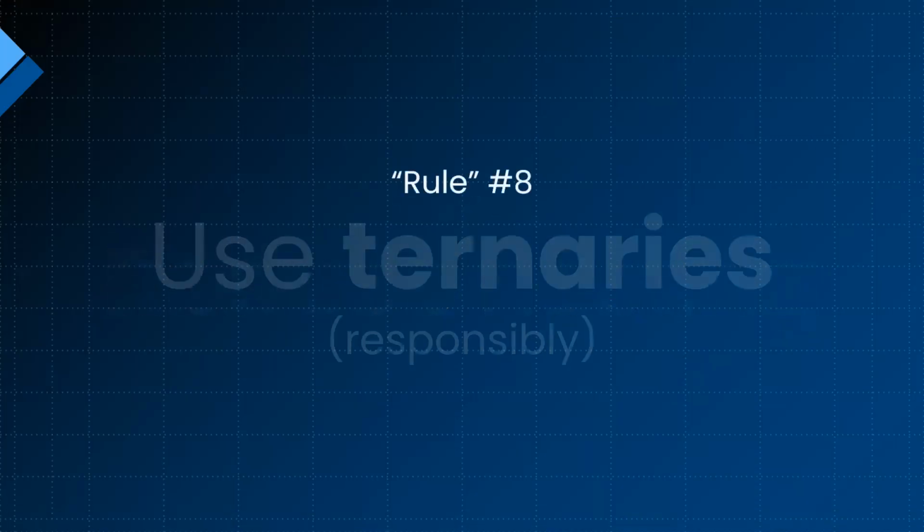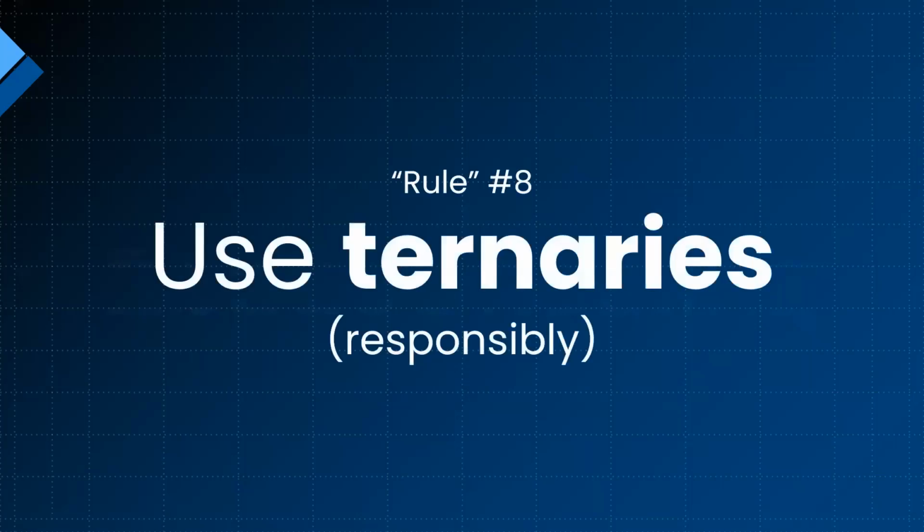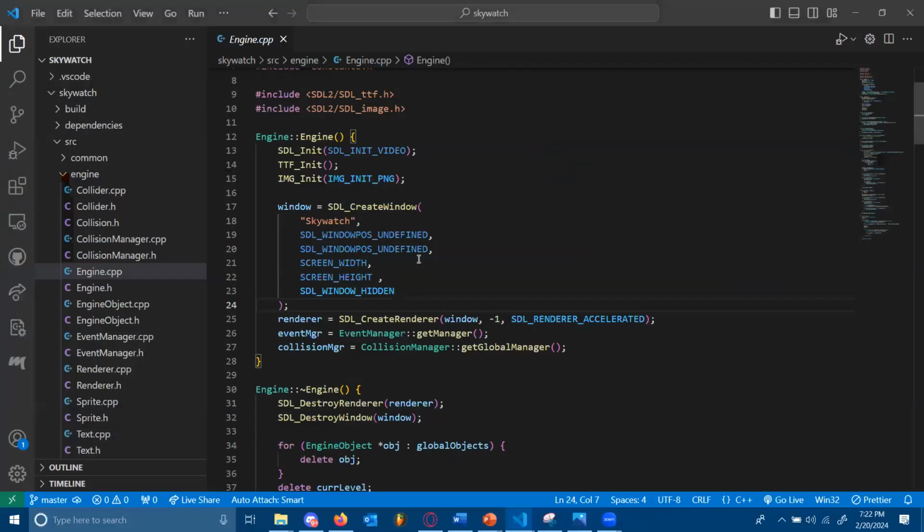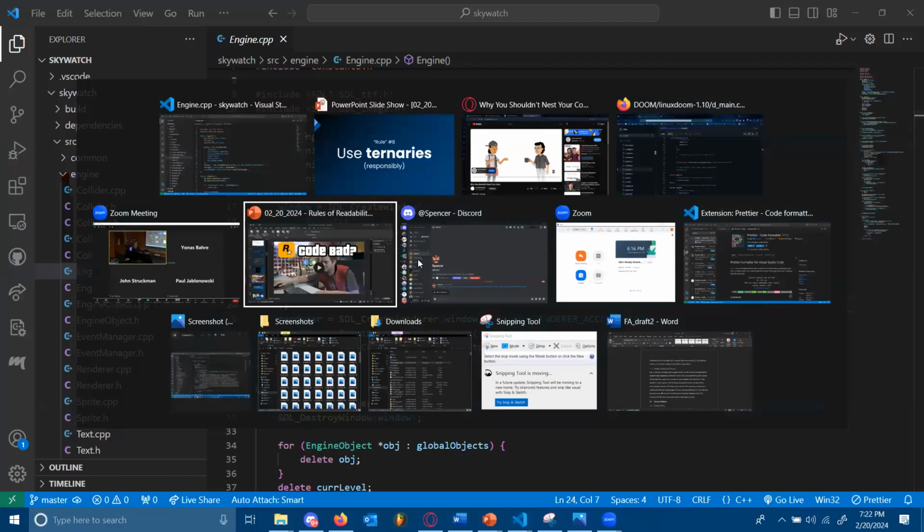Another thing is to use ternary statements responsibly. This is another thing that people get really controversial over. A ternary statement is basically a replacement for an else if. I'll just show a quick example of this live.